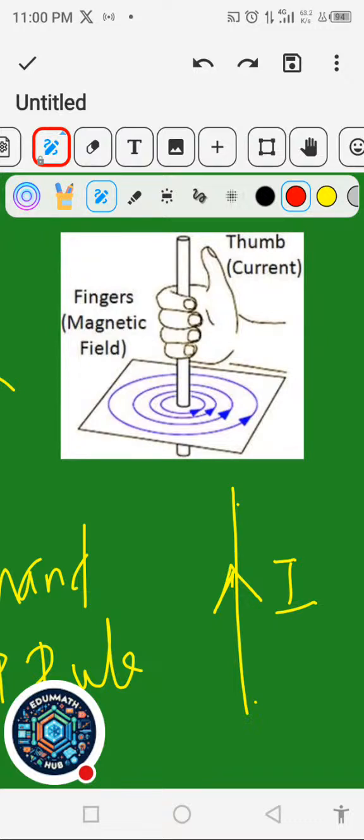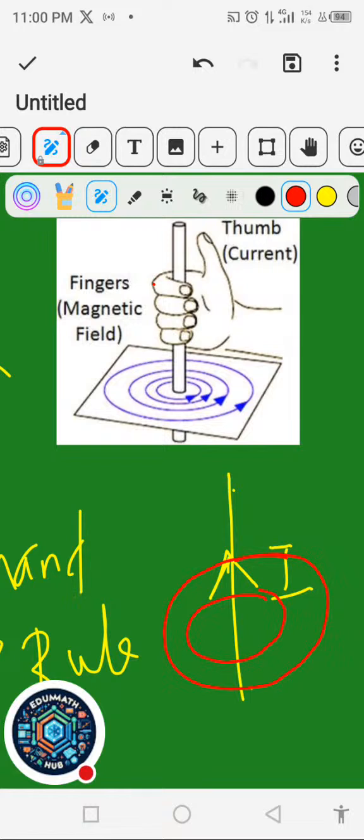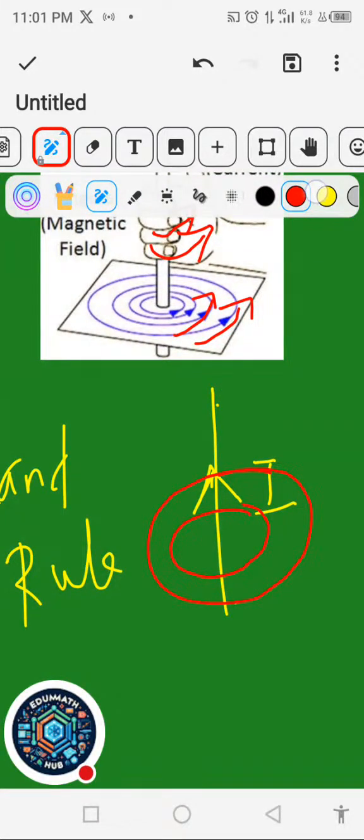Your remaining four fingers will now form a circular shape. You can see the way these fingers are. It's going in a circular shape around this wire, and it will be pointing in this direction. See where the fingers are pointing. That is why the field is like this. That means the direction of the magnetic field will have this direction. That's how to use the right hand grip rule.